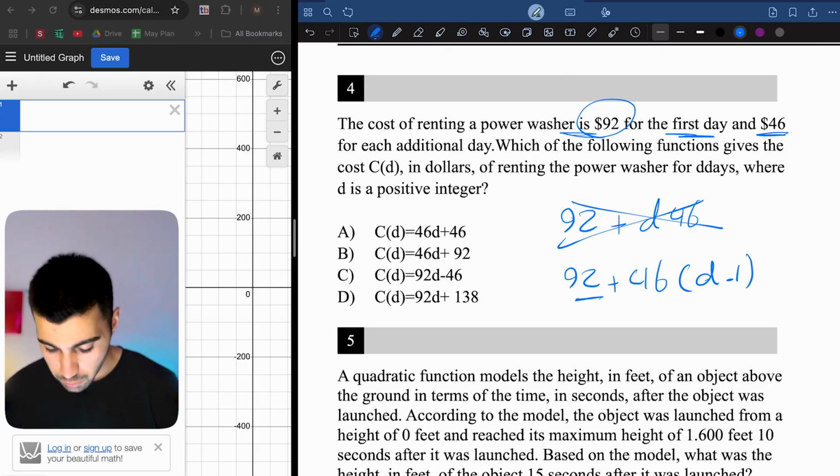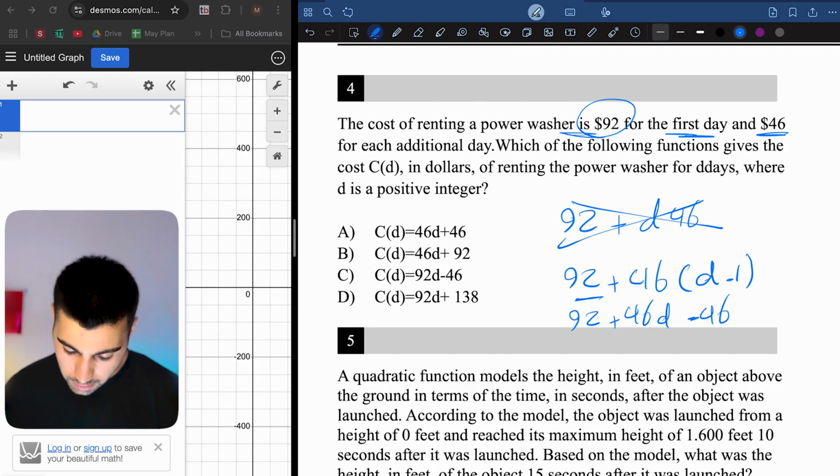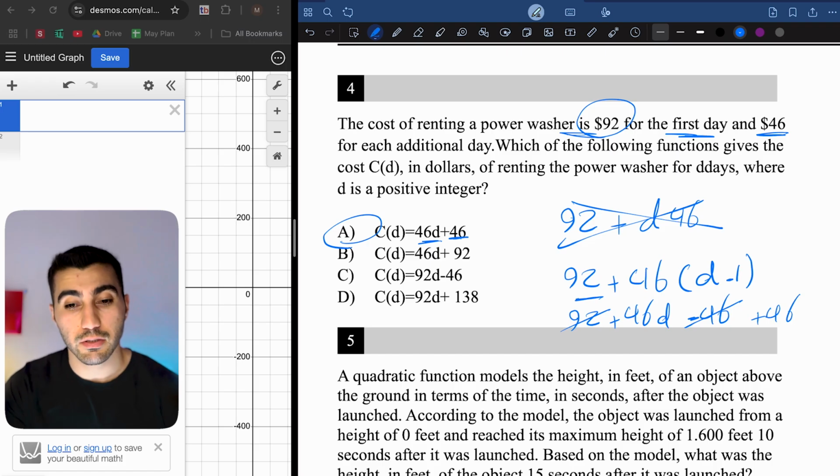All right, now when we distribute this, we're going to get 92 plus 46D minus 46. And this minus 46 and 92 gives me 46. So the answer is going to be 46D plus 46. Choice A is going to be the correct answer for this question.